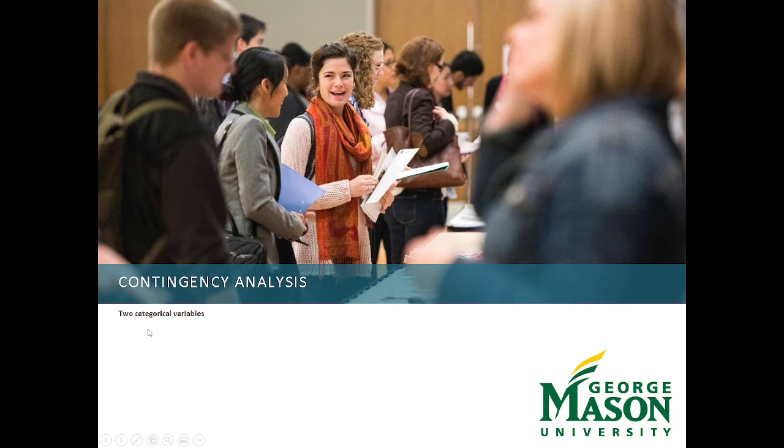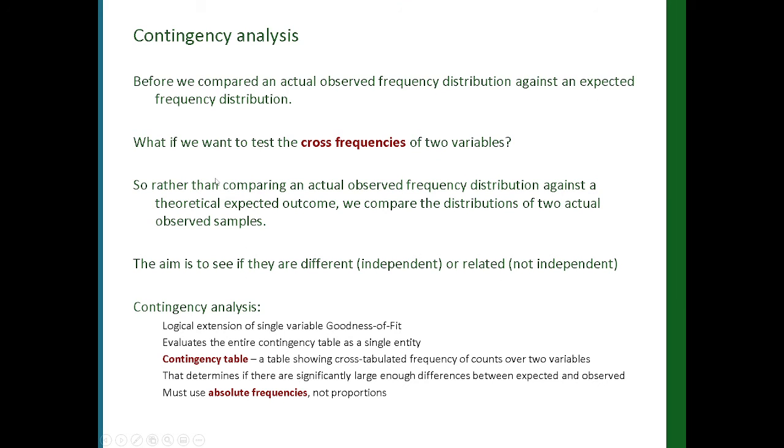But just to finalize today, essentially this contingency analysis, we have two categorical variables, okay? What happens if we want to actually cross-tabulate the frequencies across those variables? Before, we were comparing an actual observed frequency distribution against what we would expect to occur, some sort of expected frequency distribution. Rather than comparing our actual observed frequencies against the theoretically expected outcome, we're comparing the distributions of two empirically observed variables, okay? So the aim is to see if they're different, independent, or related, so not independent.